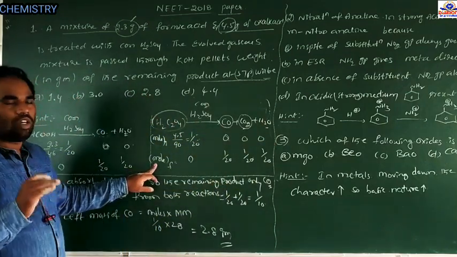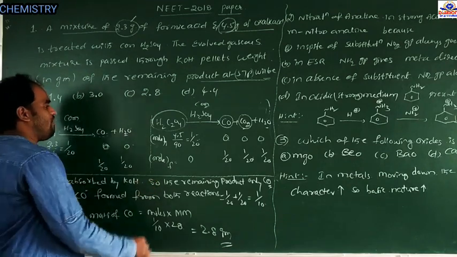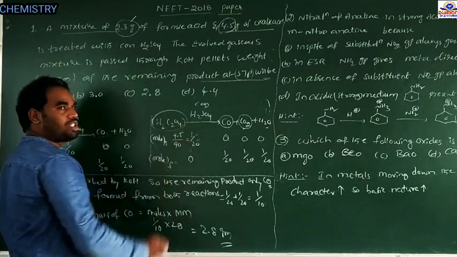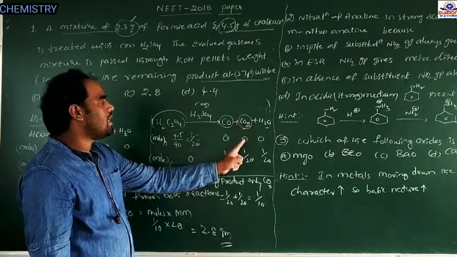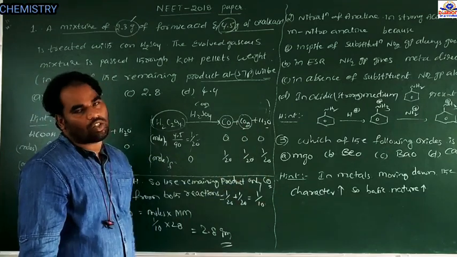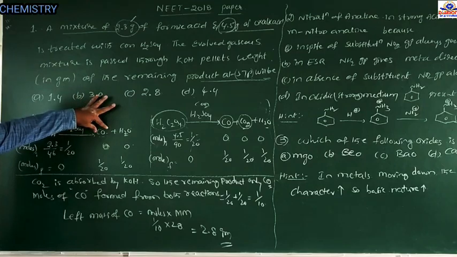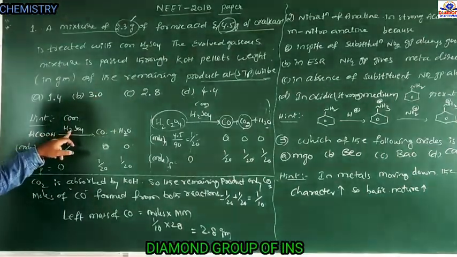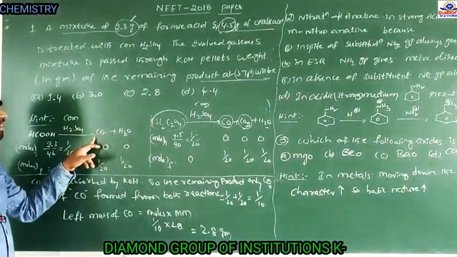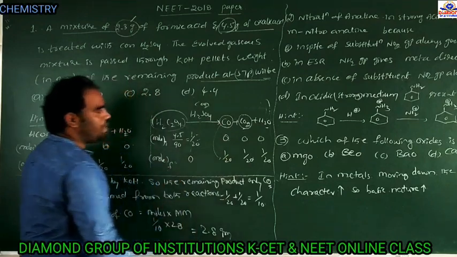But at t equal to some time, the reaction is completed. So the final moles: oxalic acid moles is 0, carbon monoxide moles is 1 by 20, carbon dioxide moles is 1 by 20, water moles is also 1 by 20. Next, after the completion of the reaction, the formic acid reacts with concentrated sulfuric acid. Carbon monoxide is 1 by 20, and here also carbon monoxide is 1 by 20.